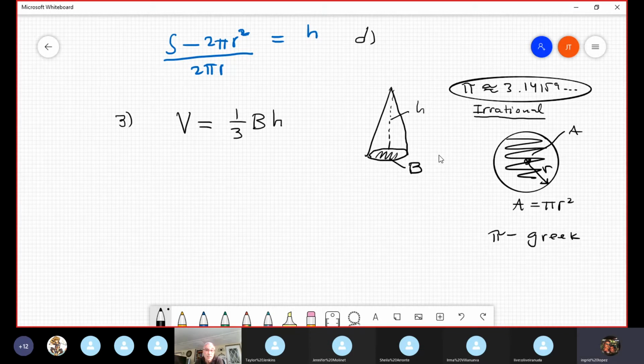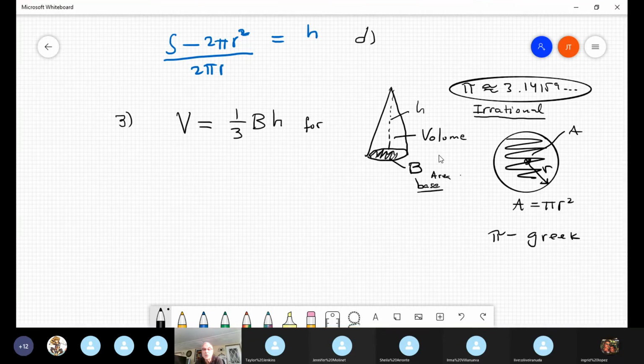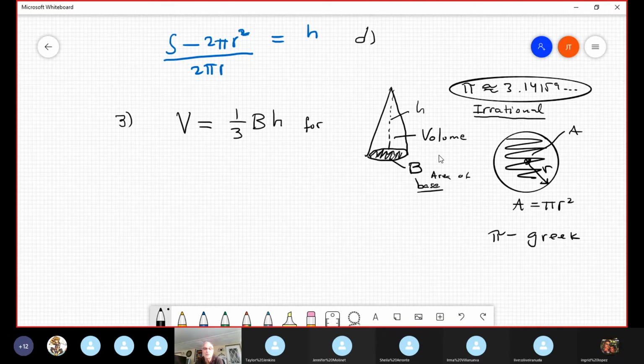Sorry, what's the B? B is the volume. Volume is a capacity, liters, the amount of liquid that is possible inside this container. The question is: B like boy? B is the base. The area of the base of the cone.